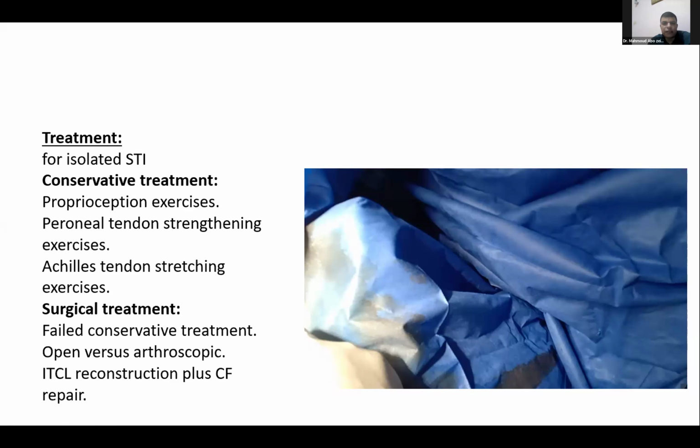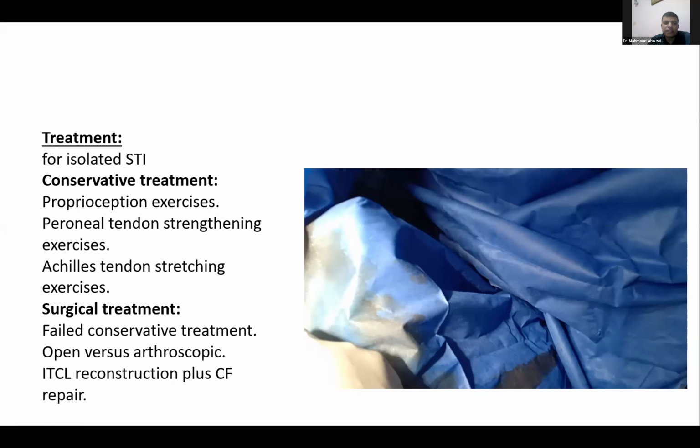The proprioceptive exercise is the golden physiotherapy for these cases of ankle instability and subtalar instability, with peroneal tendon strengthening exercise and Achilles tendon stretching exercise. But when these conservative treatment modalities fail for 6 months, you should go for surgical intervention. Surgical intervention is for failed conservative treatment and may be done open or arthroscopic. There is no consensus on which ligament has priority for reconstruction.